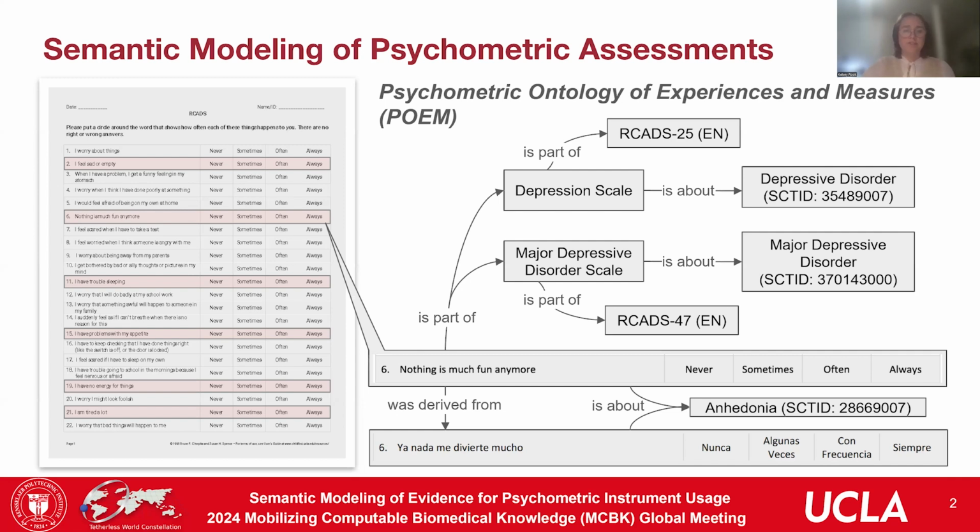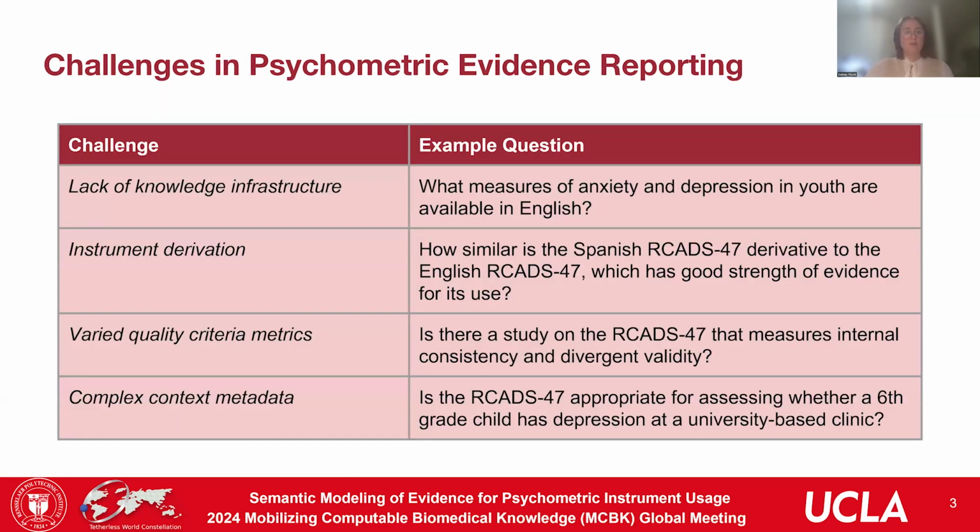One of the questions in the scale, question 6, is "nothing is much fun anymore," and this question assesses the symptom anhedonia. But how can we be confident that a question or scale actually measures the concept that it claims to? Of course, we have plentiful research studies that measure the quality of assessment instruments, but there are still some challenges that prevent good evidence reporting. Particular challenges include a general lack of standardized knowledge infrastructure to organize and aggregate assessment tools and properly evaluate them for strength of evidence for use.